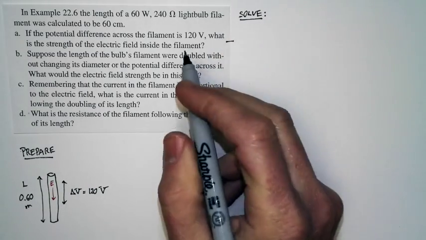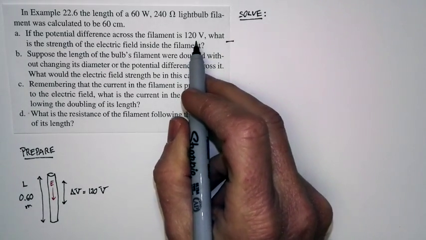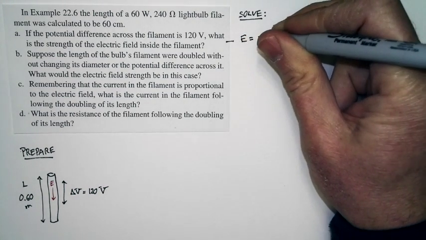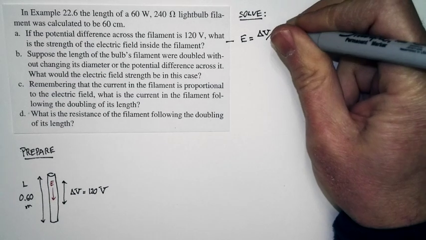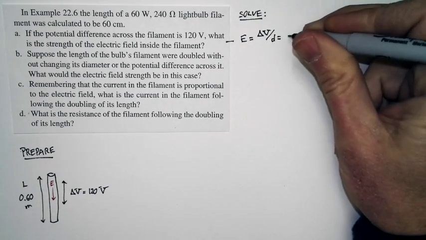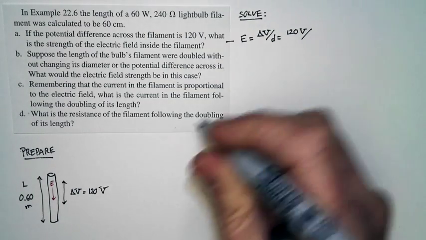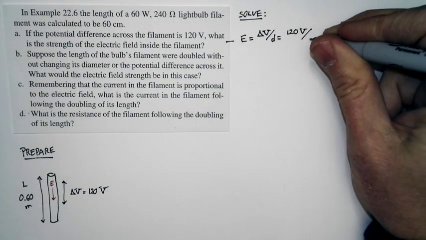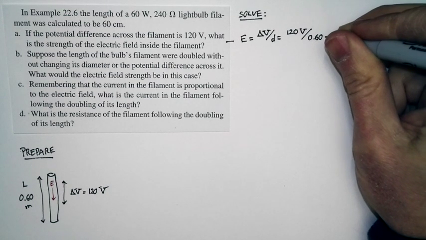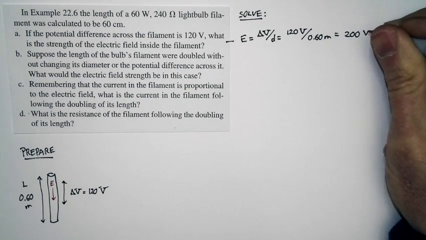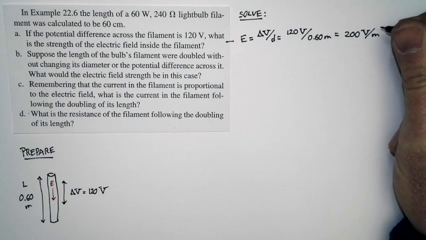First off, the question asks this: if the potential difference is 120 volts, what's the strength of the electric field inside the filament? Well, the electric field is just delta V over d, and we know those two values. The difference in potential between the two sides is 120 volts. The distance between the two sides is 0.60 meters. And so we just calculate an electric field of 200 volts per meter.